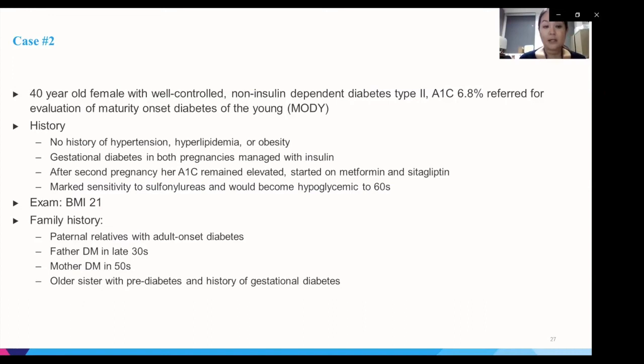And in her family history, she did have multiple family members with adult onset diabetes. Both her mother and father had diabetes, although both of them were overweight and obese. So it was hard to say if it was perhaps related to a MODY or typical type 2 diabetes. So we sent off a MODY panel for her.